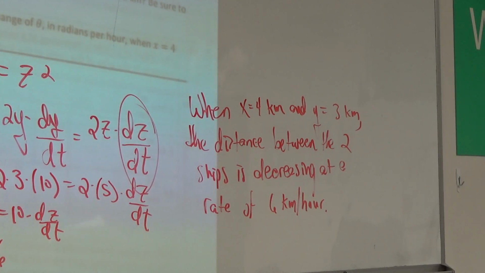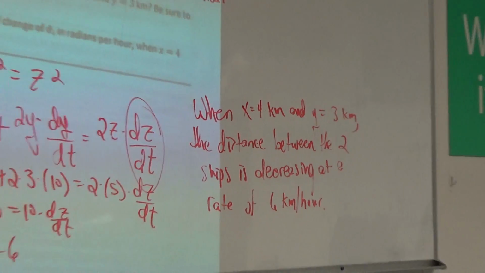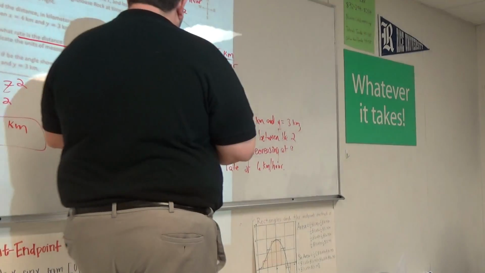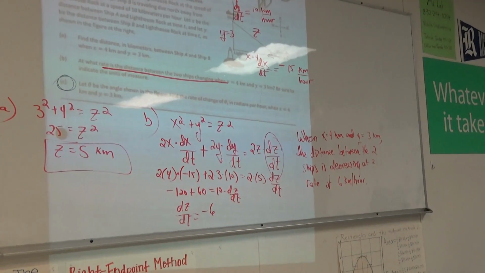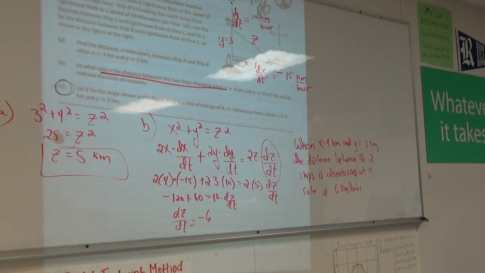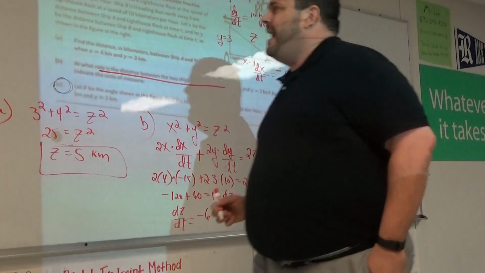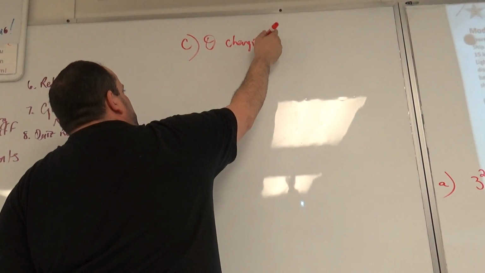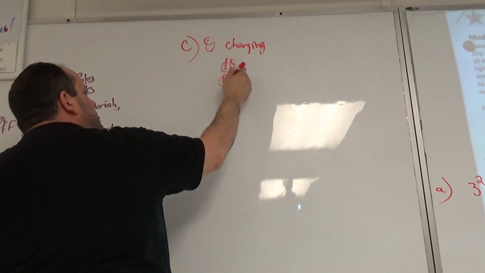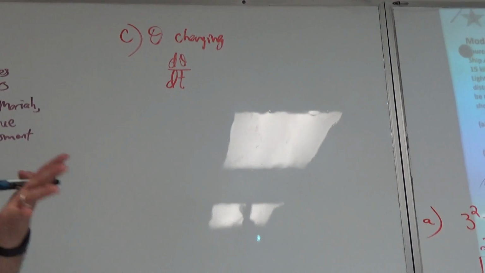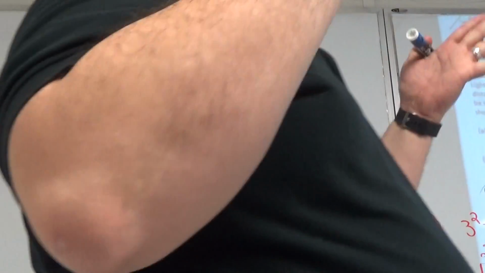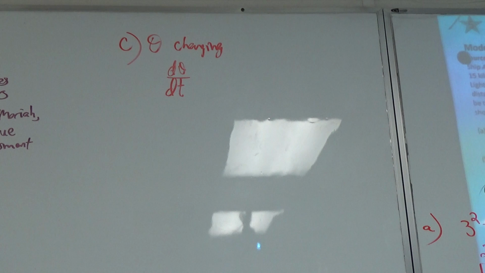Part C, let theta be the angle in the figure. Find the rate of change of theta in radians per hour when x is equal to 4 and y is equal to 3. In part C, I want to have a conversation with you guys about how theta is changing. If theta is changing, the notation for that is d theta dt. What you need in order to move forward with this is an equation that involves theta.